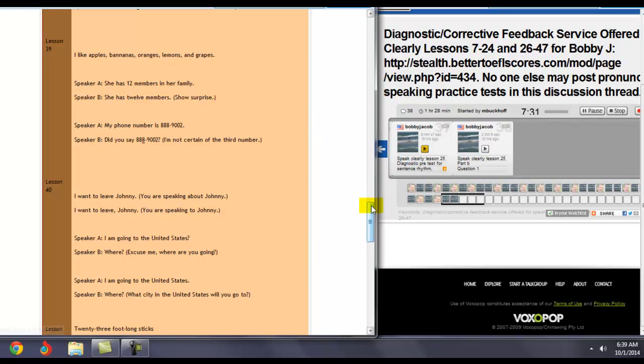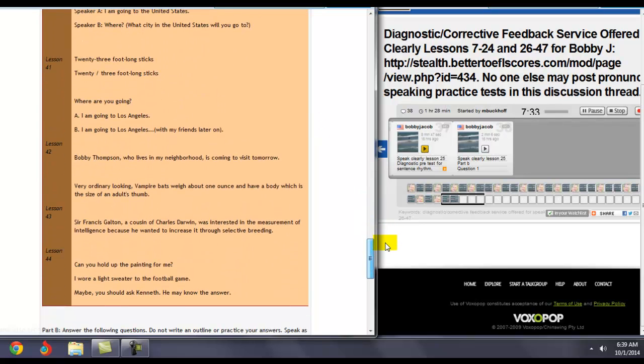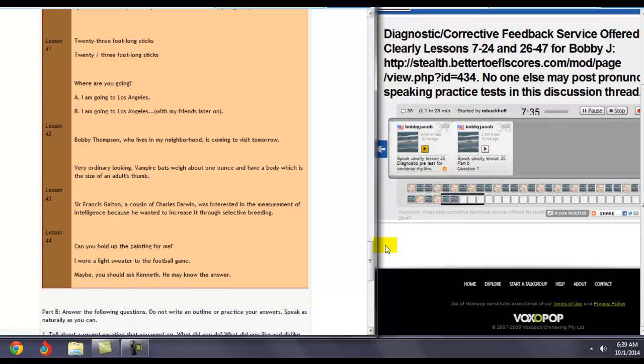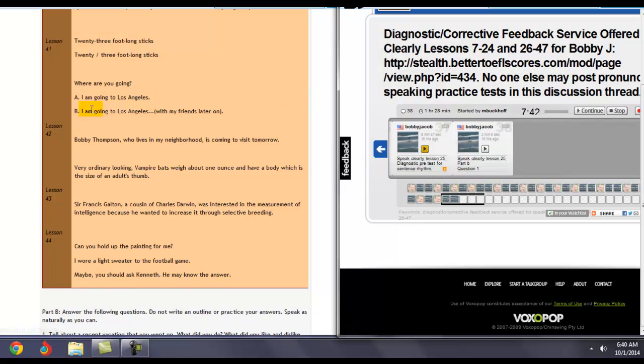Lesson number 41. 23 foot long sticks. All right. 23 foot long sticks. All right. Pretty good. Now, in this one, the difficult part: in the first one, your statement is finished. So right after Los Angeles, the tone should fall. In the second one, you're not done because you're thinking about saying this next idea. So the tone after Los Angeles should be rising.